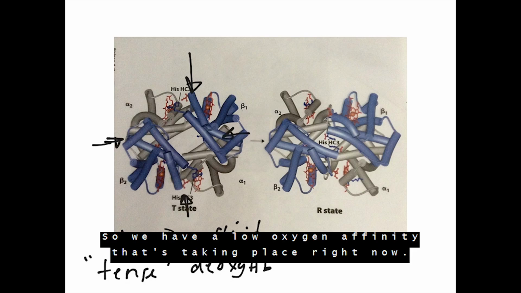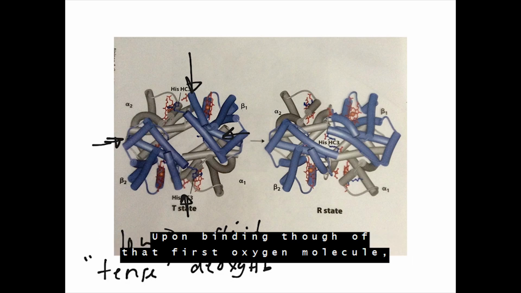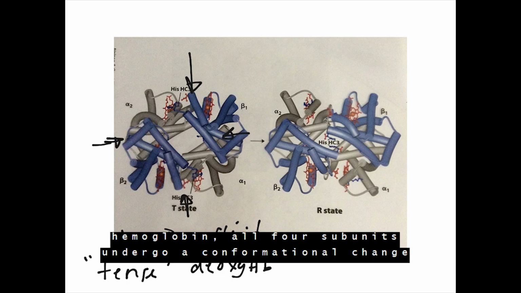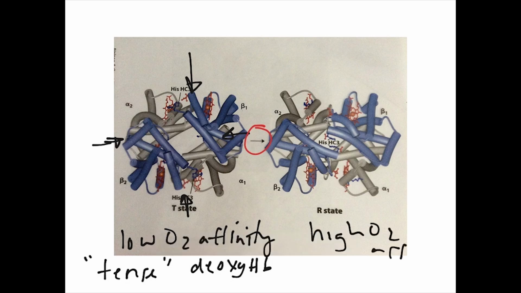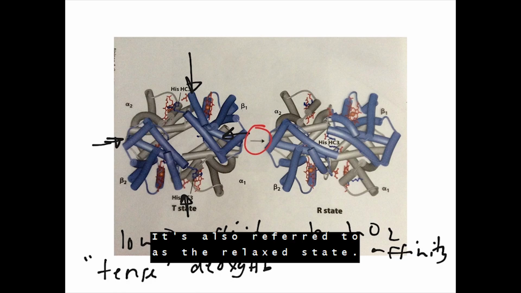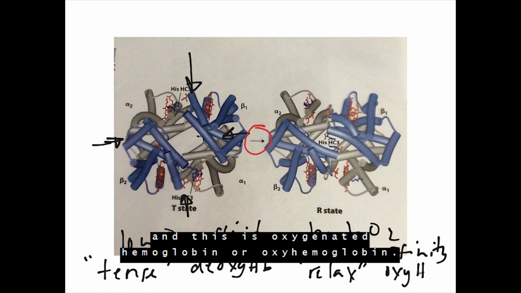So we have a low oxygen affinity that's taking place right now. Upon binding, though, of that first oxygen molecule, hemoglobin, all four subunits undergo a conformational change to this R state. So this R state has a high oxygen affinity. It's also referred to as the relaxed state. So it's high oxygen, it's got oxygen bound, and this is oxygenated hemoglobin or oxyhemoglobin.